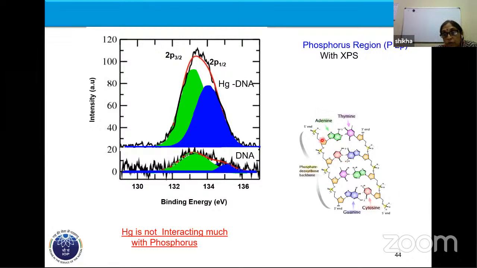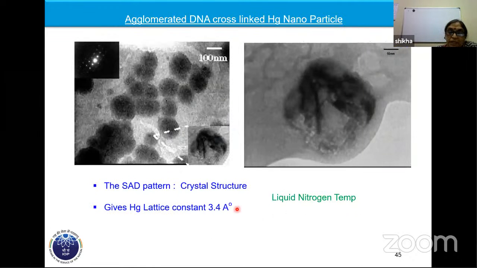So it is not interacting with phosphorus, rather we see mercury is interacting with the nitrogen. So these are some TEM studies also, which show that the DNA is interacting with the mercury, and this is showing the crystallographic structure of the mercury. And from the X-ray diffraction studies also, from these SAD patterns, we can see that the mercury lattice constant is about 3.4 angstrom. These have been done at liquid nitrogen temperatures.